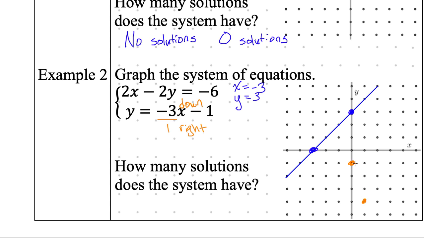I can do the opposite of that as well. I can go 3 up and 1 left. So 1 left, 3 up, 1, 2, 3. And again, 1 left, 1, 2, 3 up.